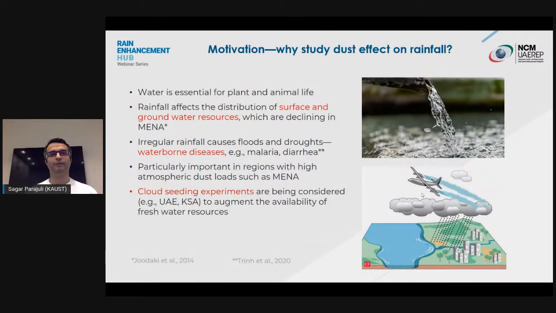Now getting closer to the topic, why study dust effect on rainfall? Well, water is essential for plant and animal life, and rainfall affects the distribution of surface and groundwater resources, which are constantly declining in this region. Irregular rainfall causes floods and droughts, and causes waterborne diseases like malaria and diarrhea. So this study is particularly important in regions with high atmospheric dust loads, such as MENA. And cloud seeding experiments are being considered in this region, for example, in UAE and Saudi Arabia, to augment the availability of freshwater resources.